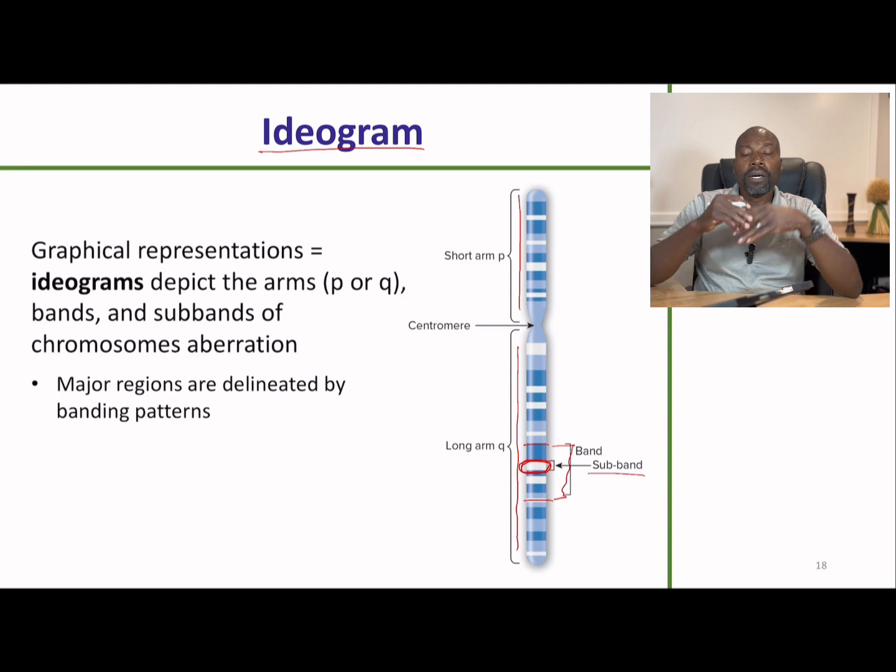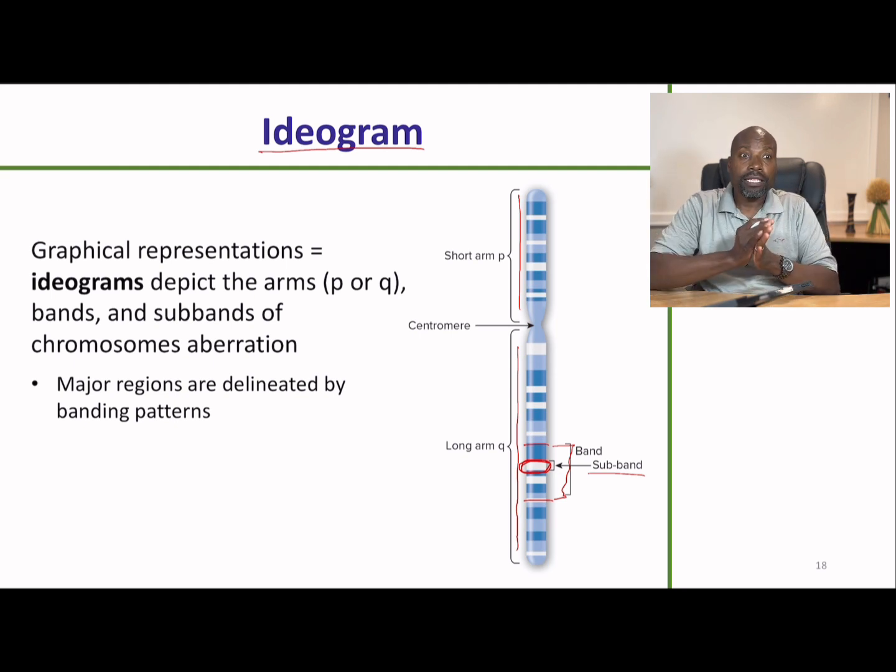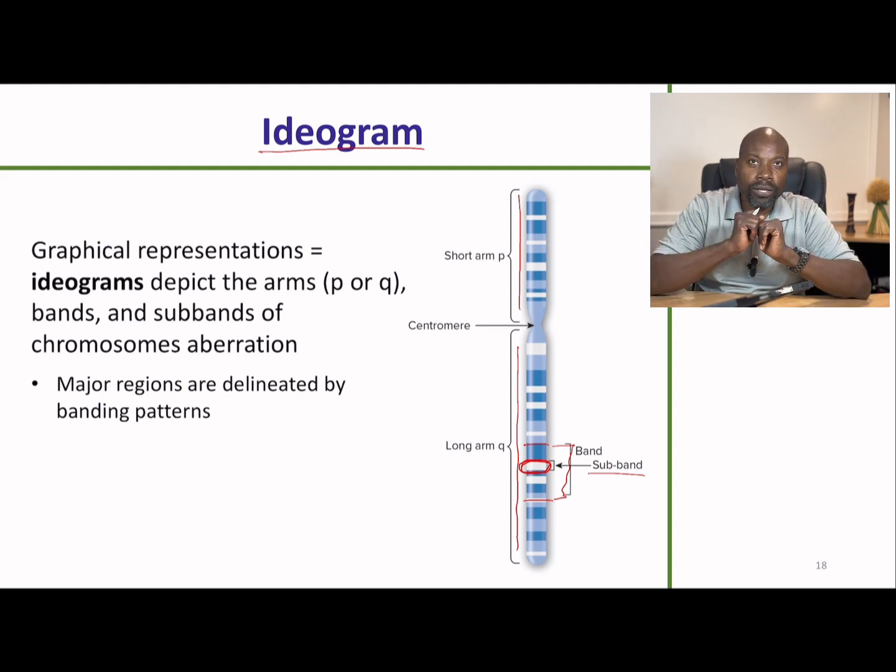So most areas on the chromosomes are going to be delineated with a pattern of bands, right? So that we can know that, okay, chromosome number 1 from mom and chromosome number 1 from dad, they have the exact same bands everywhere. They have the exact same subbands everywhere. That's how we know that these chromosomes are homologous.